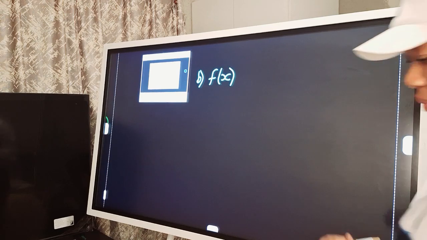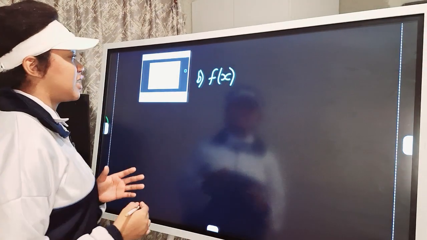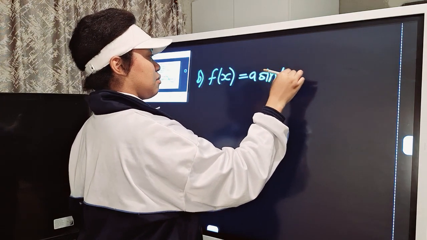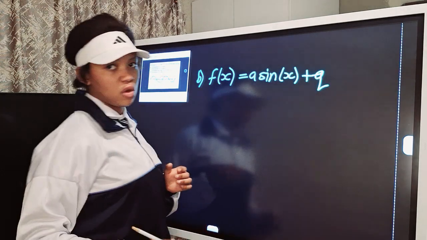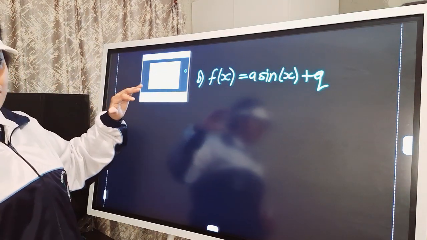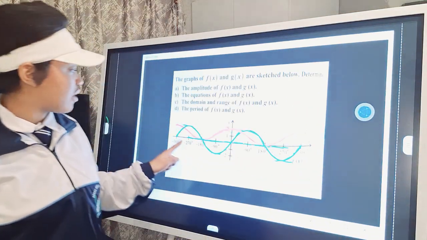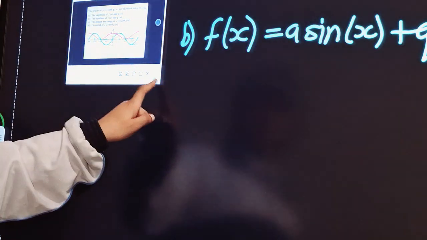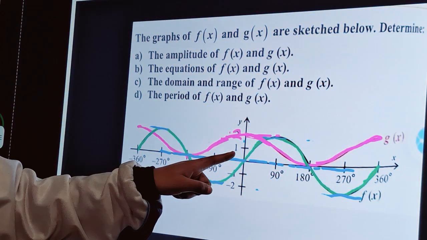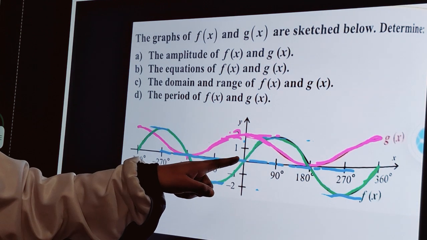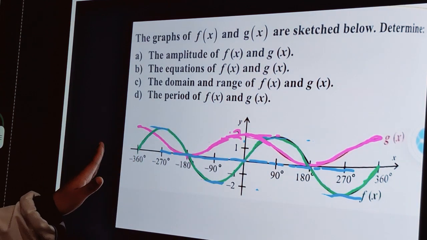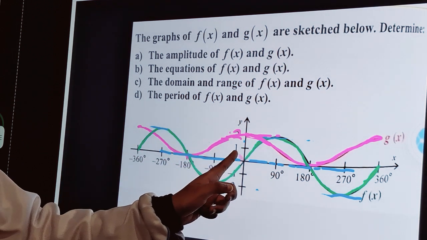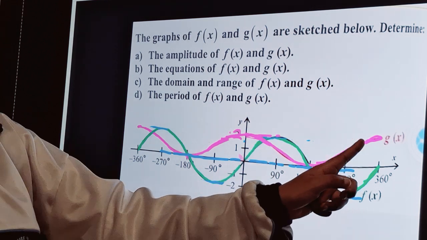The general equation for a sine graph is f(x) = a sin x + q. Your equation must be structured like this for f(x). Don't forget f(x) is the green one, so the green one is the graph for sine. Why do I say that? Because the graph for sine most of the time starts at 0. I don't count the negative part of the x-axis, I count from here. So most of the time it starts here at 0 and goes like this. This is the graph of sine.